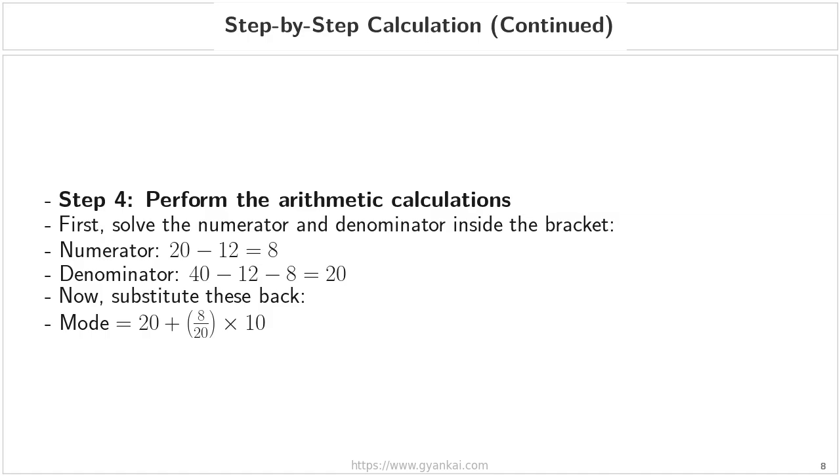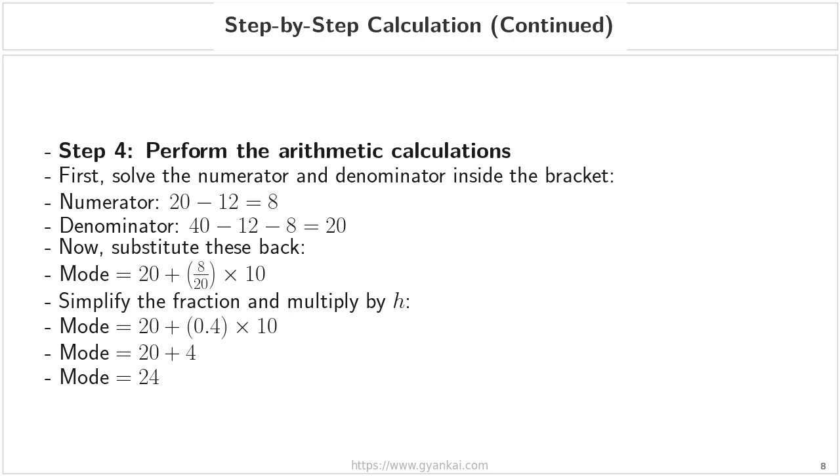We now have the lower limit of 20 plus the fraction of 8 over 20, all multiplied by our class size, which is 10. To finish this off, let's simplify the fraction. 8 divided by 20 simplifies to 0.4. When we multiply 0.4 by our class size of 10, we get 4.